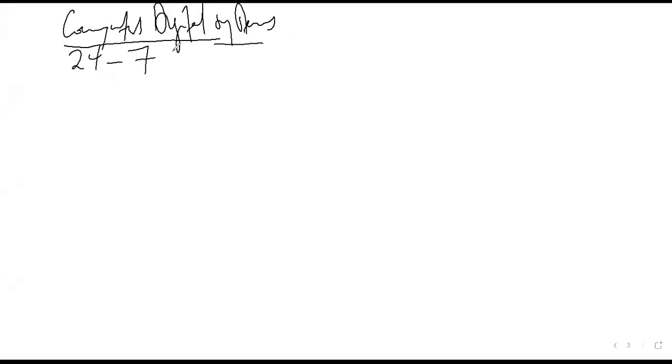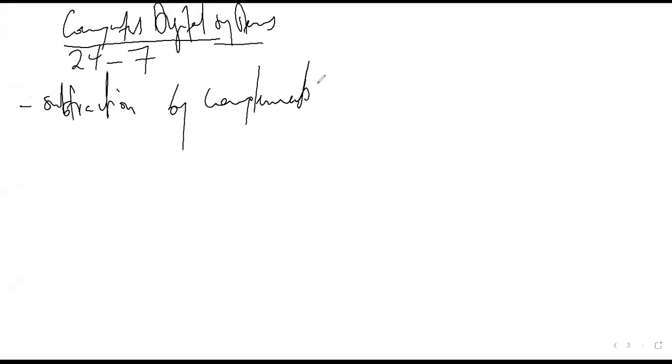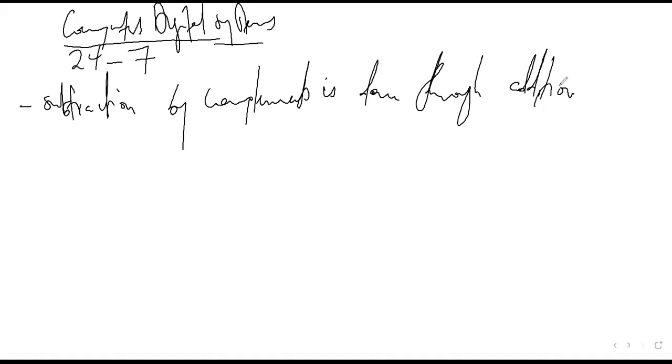We have steps. Subtraction by complements is done through addition. As we can see, I've already mentioned addition, simple stuff. Subtraction is a bit complicated. So what do computers do? They do subtraction by addition because addition is simple stuff.